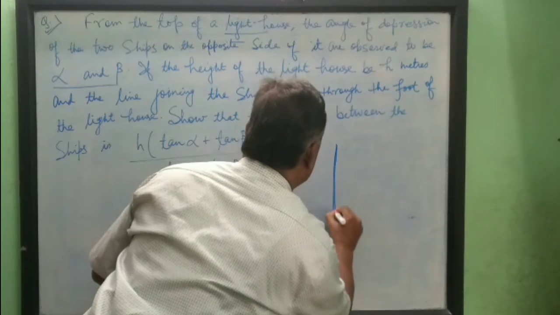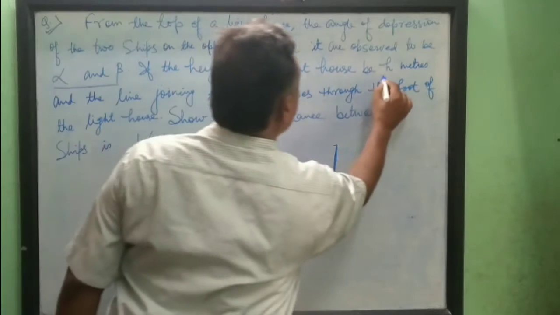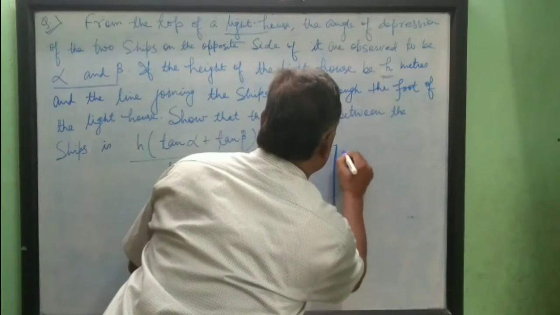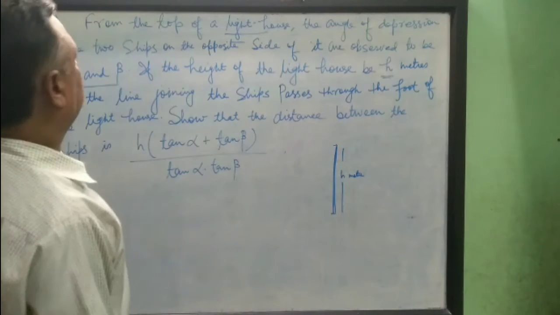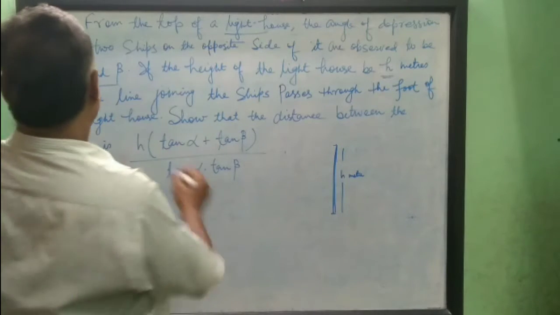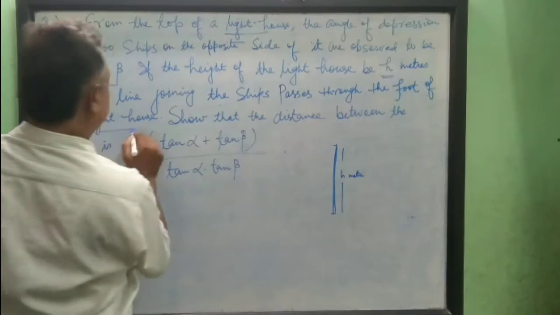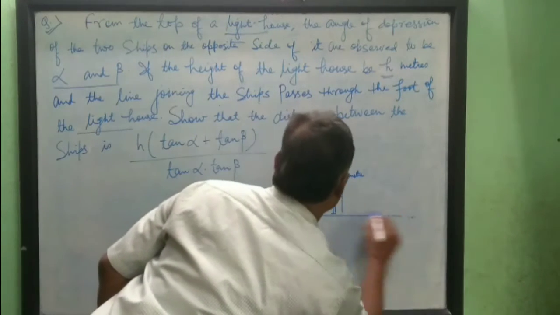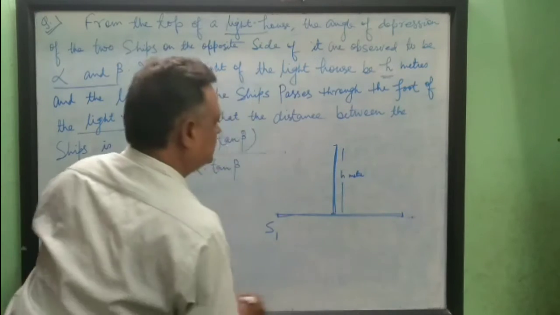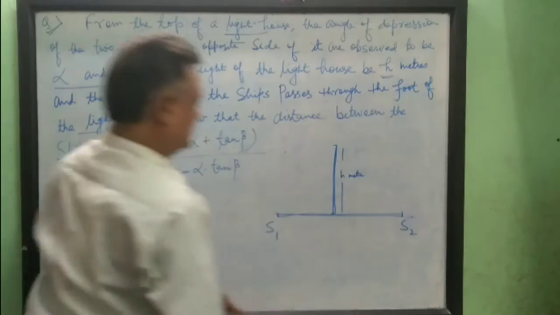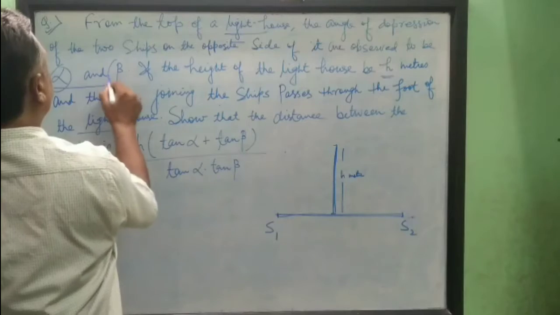This is the lighthouse. If the height of the lighthouse be h meter, this is h meter, and the line joining the ships passes through the foot of the lighthouse. It means two ships are here, one ship S1 is here, S2 is here, and the angles of depression are alpha and beta.